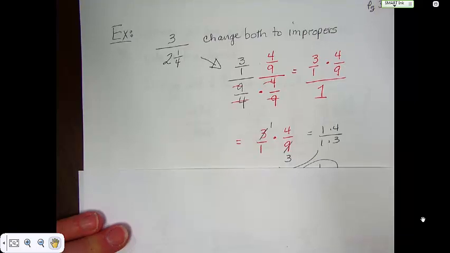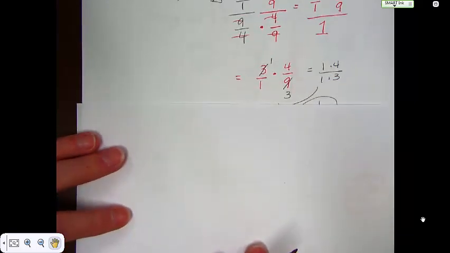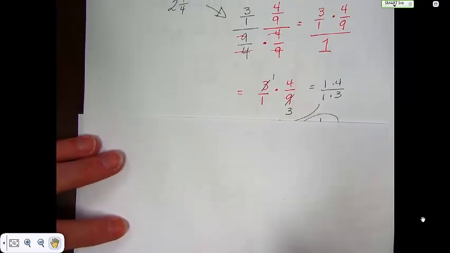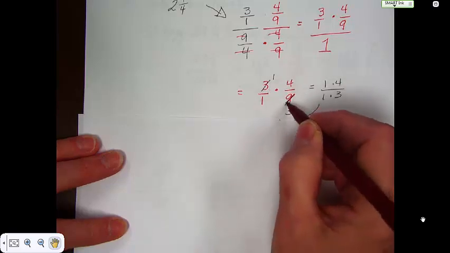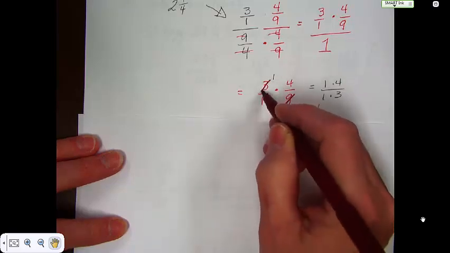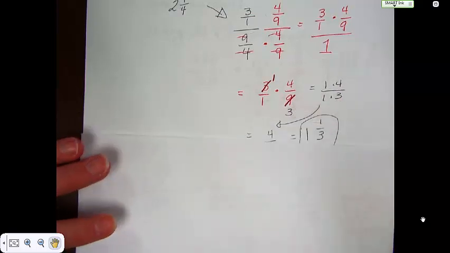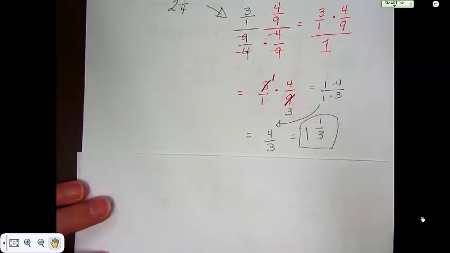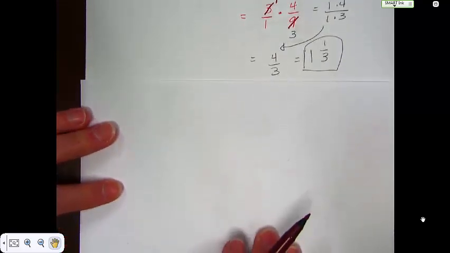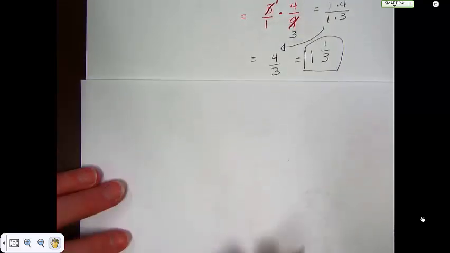You can cross-reduce. Okay, I'll move that so you can kind of see. Cross-reduce the 3 out of here. You get 3, cross-reduce the 3 out of here. You get 1. 1 times 4 is 4. 1 times 3 is 3. And you get 4/3, which reduces to 1 1/3. Okay?